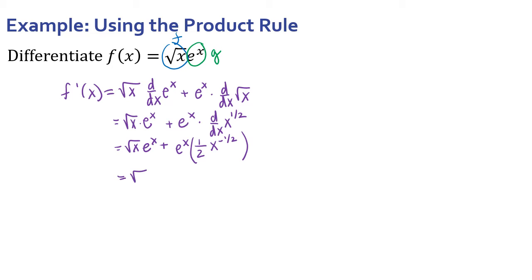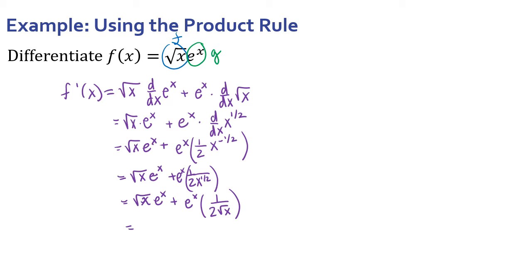So that gives me the square root of x e to the x plus 1/2, or e to the x times 1/2 with that x to the 1/2 in the denominator now to make that exponent positive. So that's the square root of x e to the x plus e to the x times 1/2 root x. I'm going to move it back to a radical since that's what the original function had in it.